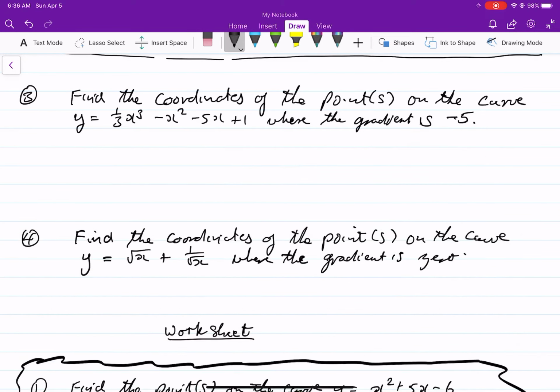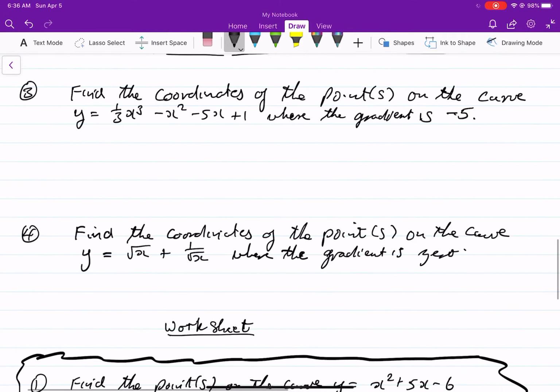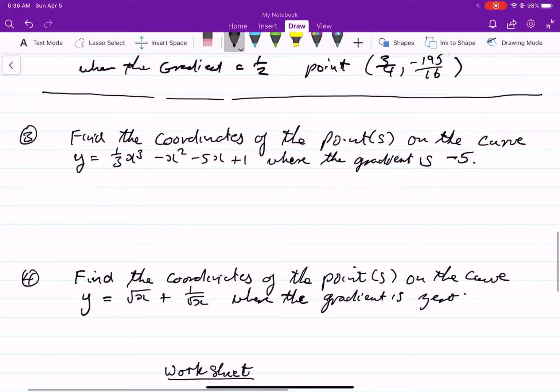This one says, here it is, find the coordinates of the point or points on the curve, where the equation of the curve is given, where the gradient is -5. Okay, this shouldn't be a problem. Same concept, different equation. So let's first find the gradient function. dy/dx is equal to 3 times 1/3, that's 1, x squared minus 2x minus 5.